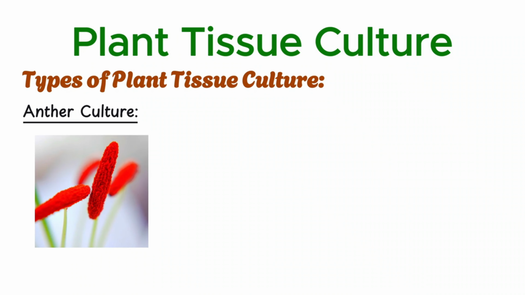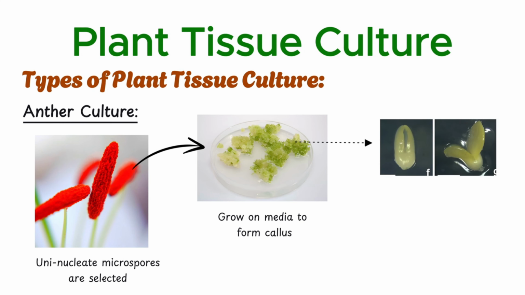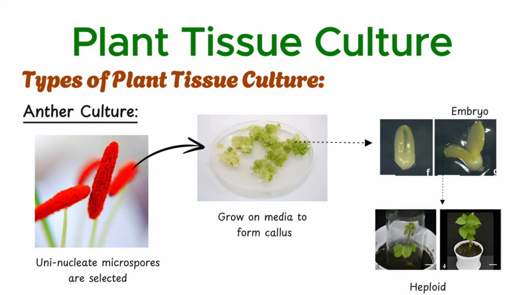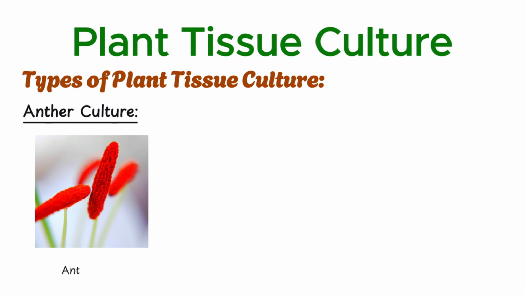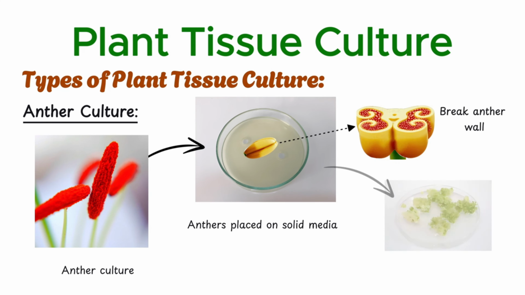The anthers bearing the uninucleate microspores are selected and allowed to grow in a medium to produce callus from the pollen mass. Then the triggering of these androgenic calli is directed to produce embryos, and haploid plants are developed from these androgenic embryos. The anther culture can be done with isolated anthers on solid media, where the anther wall will break open, and the androgenic calli will be formed from the pollen.